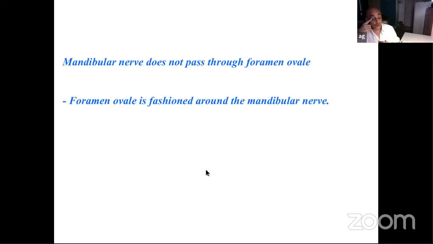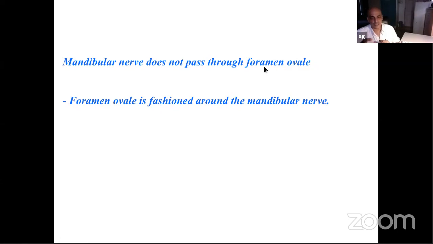You must know that membranes come first, bones come later. The mandibular nerve does not pass through the foramen ovale. It is the bone of the foramen ovale which develops around the mandibular nerve.